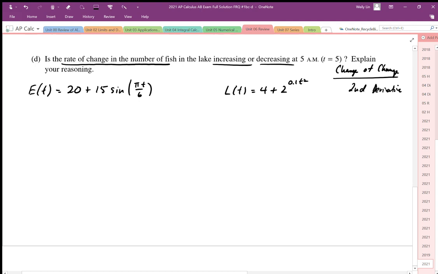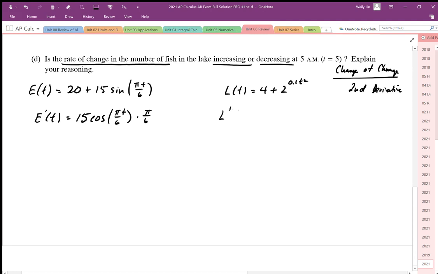So we're talking about the change. The E function and L function are both change functions, so we want the derivative of that E function to get the second derivative. So E prime represents the change of change. And when we calculate E prime, we differentiate this expression. We get 15 cosine of pi t over 6 times pi over 6, using our chain rule.